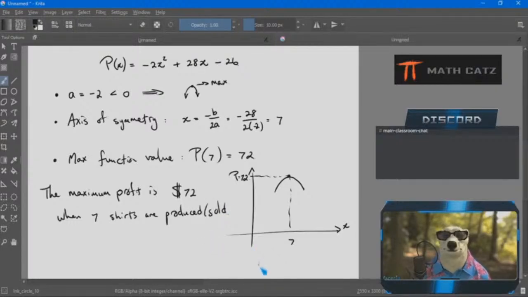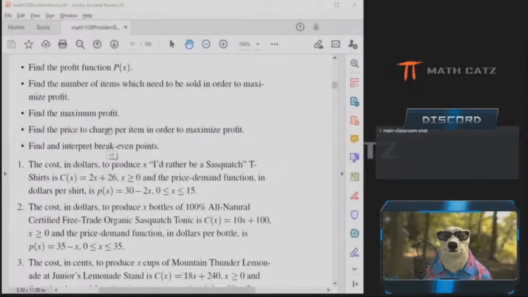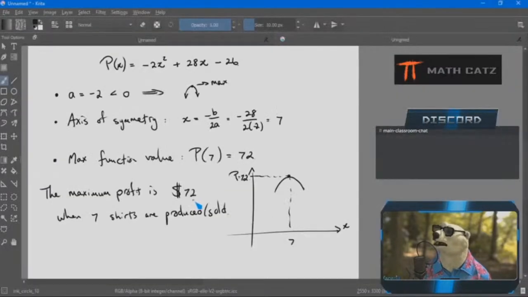All right, progress, good. Now I double check what questions they want. Find the number of items which need to be sold in order to maximize the profit. Great, we did that. Find the maximum profit. Oh, we did that as well. Find the price to charge per item in order to maximize the profit. Now, how do we do that? Well, we have our price function, so to speak.